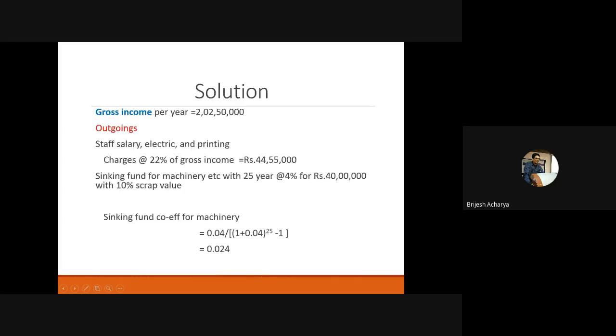So gross income per year is 2 crore 2 lakh 50,000 rupees. Outgoings at 22% of the gross income toward staff salary, etc., come out to be 44 lakh 55,000. The sinking fund required to be set aside for machinery, whose cost is 40 lakh, at a rate of interest of 4%, is calculated on the value after deducting the 10% scrap value. First of all, we find the sinking fund coefficient using the formula i upon (1+i)^n minus 1, and that sinking fund coefficient comes to 0.024.